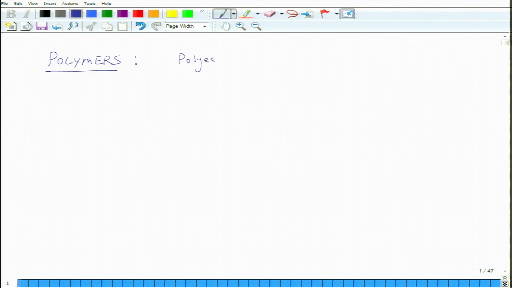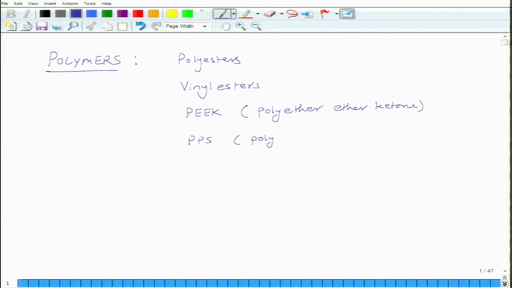So we have polyesters. Then we have vinyl esters. Then there are materials known as PEEK. This is a short form for polyether ether ketone, and we will learn more about some of these materials. Then we have PPS. This is polyphenylene sulfide. Nylon. Then we have polycarbonate materials. So it's important to be familiar with at least the names. We don't have to be experts in each of these materials, but at least we should be familiar that, oh, these are some of the names which are commonly used.